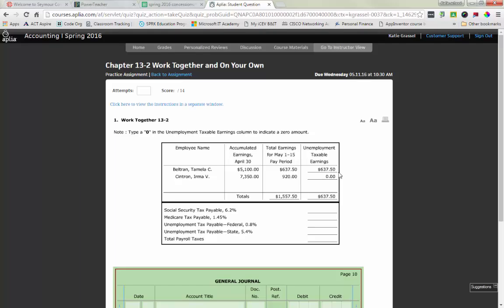I am not, repeat, not taking $1,557 and multiplying it by 0.8, because the number that I use for unemployment tax is this column right here, the people that have earned less than $7,000.